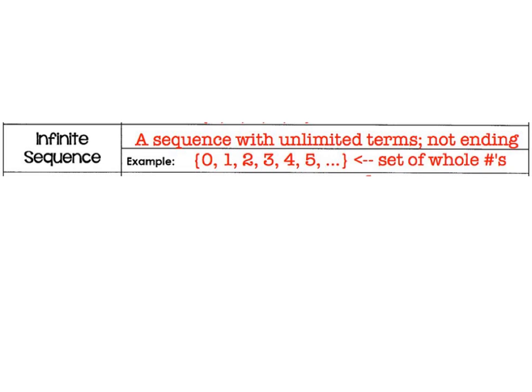An infinite sequence is a sequence with an unlimited number of terms, not ending. It never ends. So for example, if we had this sequence right here, 0, 1, 2, 3, 4, 5, and this ... means that it goes on forever. This would be an infinite sequence. It's a set of whole numbers, but it goes on forever. Make sure you've got this written down. Pause your video if you need to. Otherwise, we're going to move on to term notation.